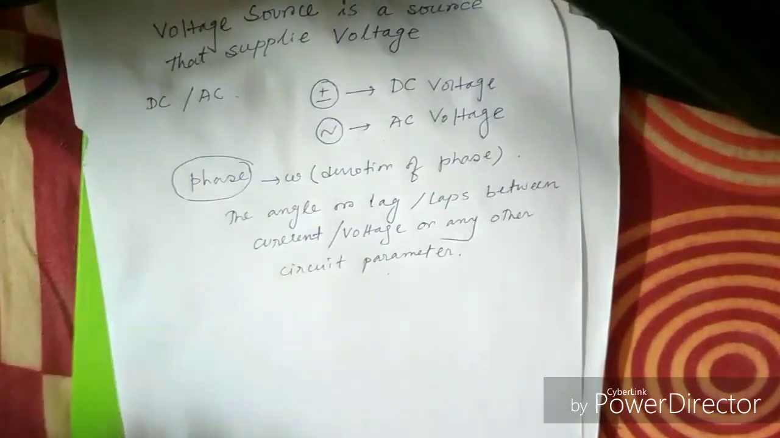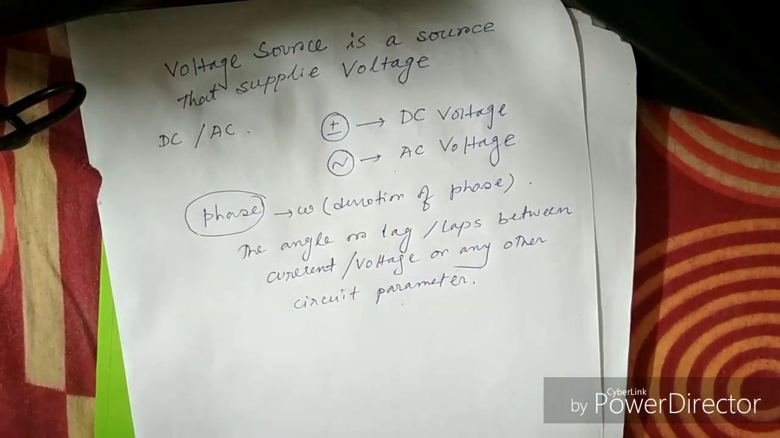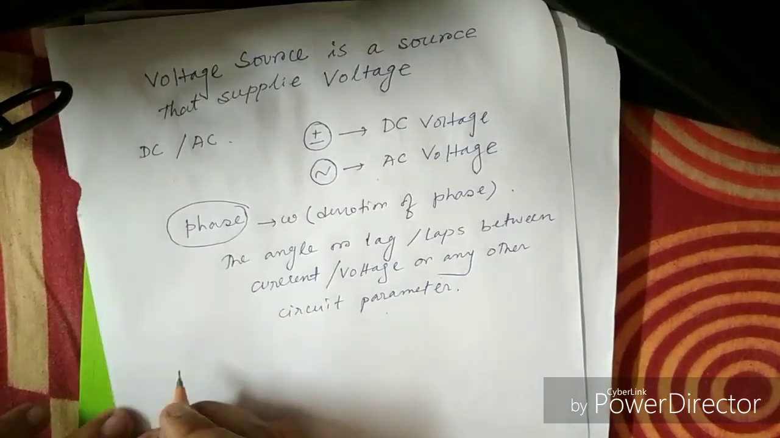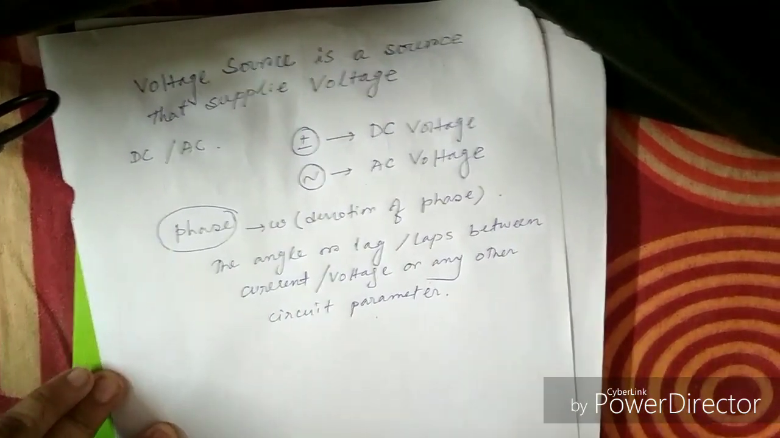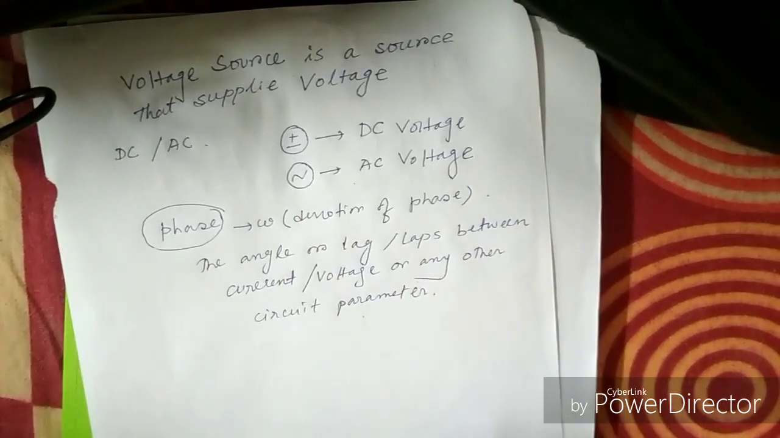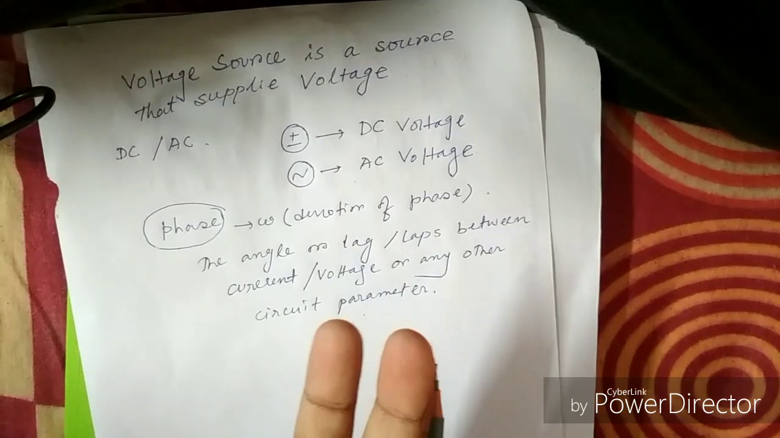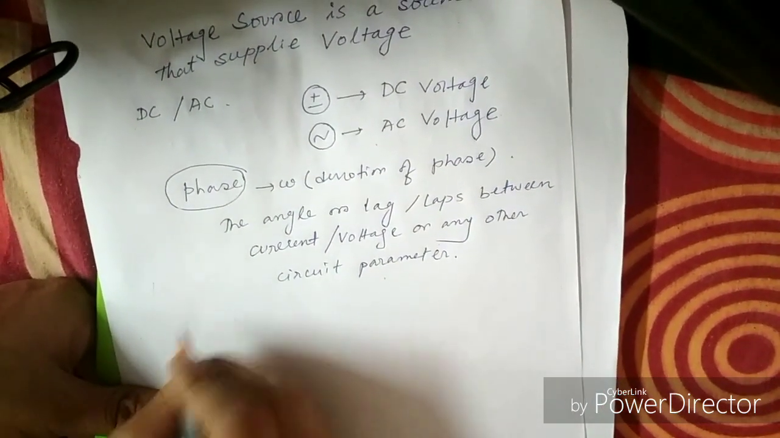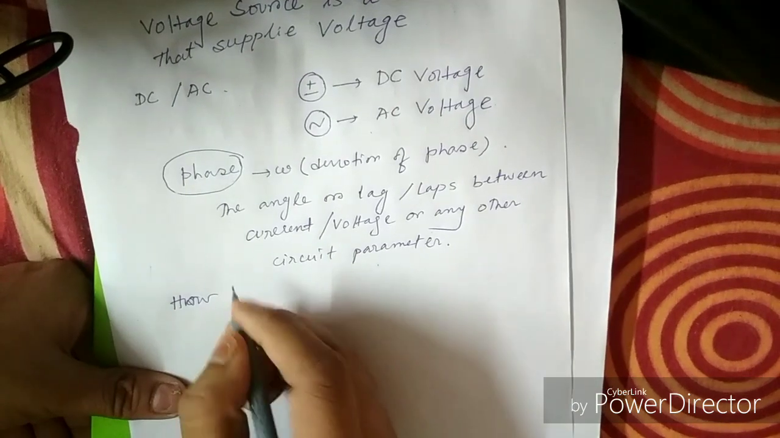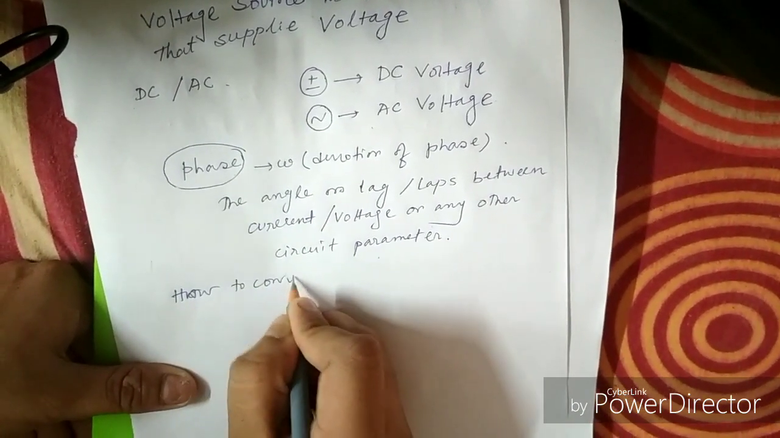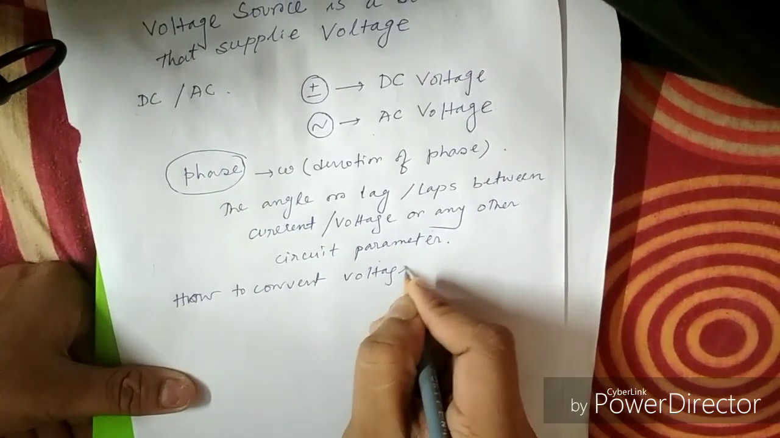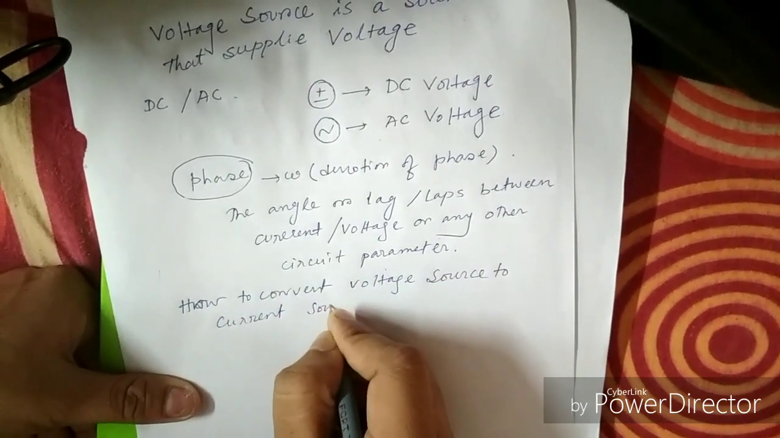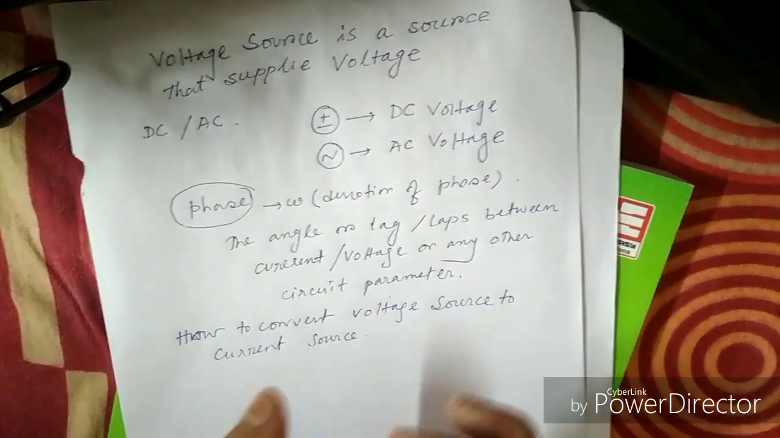Now I am going to discuss the basic voltage source and current source interchangeability. As we all know, an ammeter is connected in series and a voltmeter in parallel, because an ammeter has minimum resistance and a voltmeter has maximum resistance. Now we are going to show how to convert a voltage source to a current source. So why do we want this conversion?